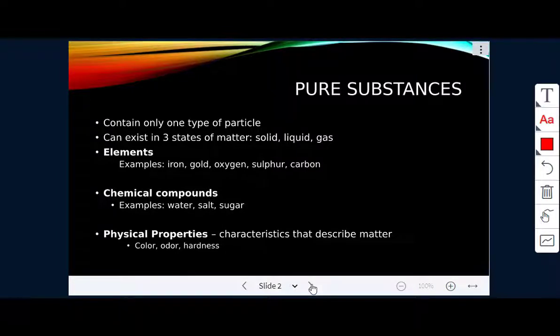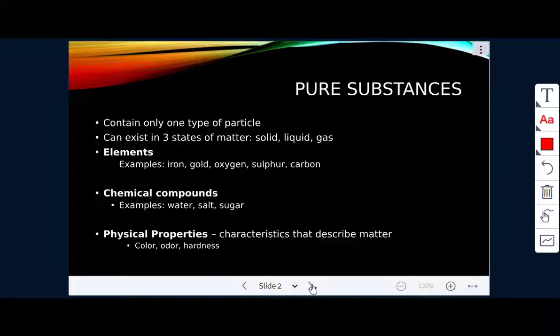So when we talk about a pure substance, it contains only one type of particle. It can still exist in 3 states of matter, solid, liquid, or gas. Elements are examples of pure substances. So elements are found in the periodic table. So anything in the periodic table that we see there as elements, those are pure substances. So any examples from the periodic table such as iron, gold, oxygen, sulfur, carbon, those are all pure substances.